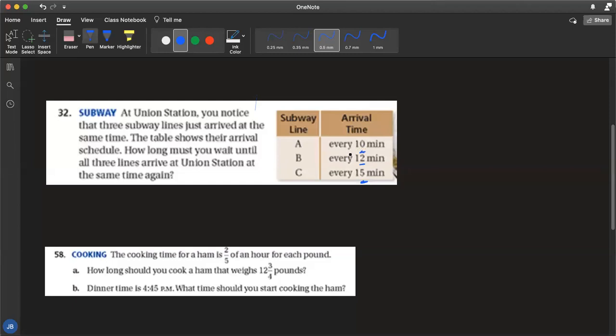Did you have something to say, Nicole? I think the least common multiple will. Wait. Oh, never mind. Sorry.